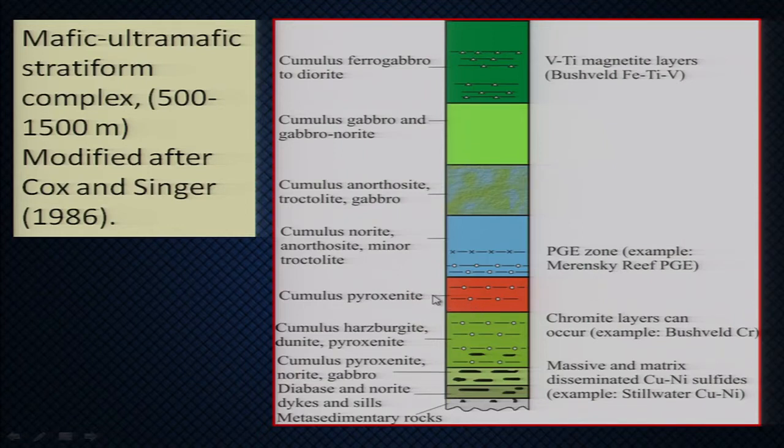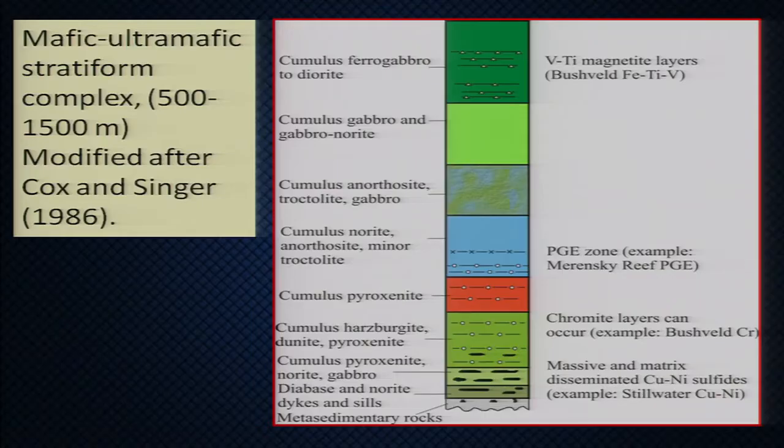It is followed by cumulus norite, anorthosite, minor troctolite, the blue colored layer. Then it is followed by the anorthosite layer, troctolite and gabbro layer, cumulus gabbro, this green color layer, and finally cumulus ferrogabbro to diorite layer. They are all different types of igneous rocks. They deposited in the form of layers.